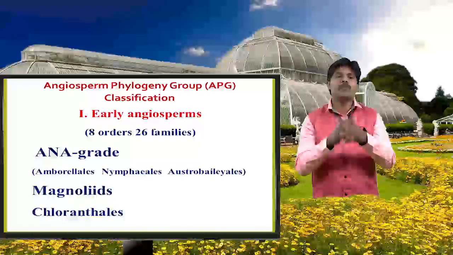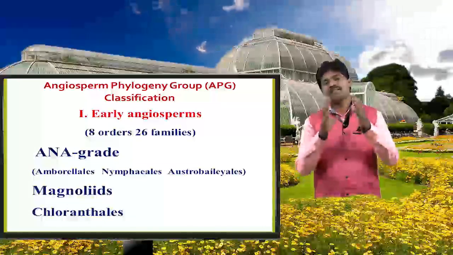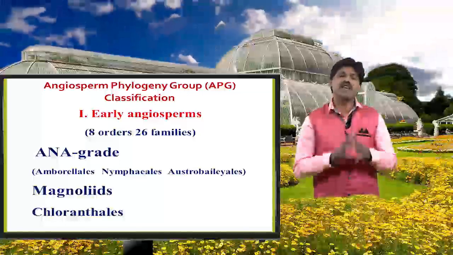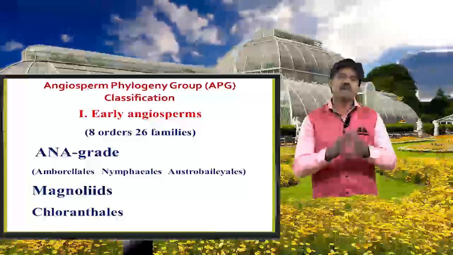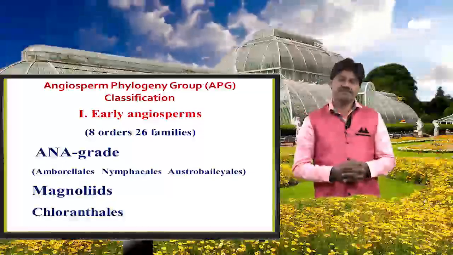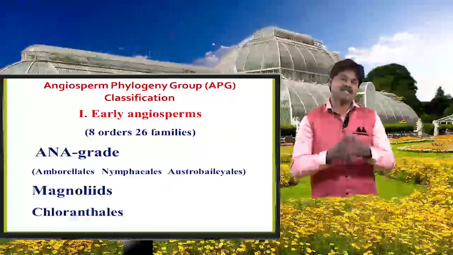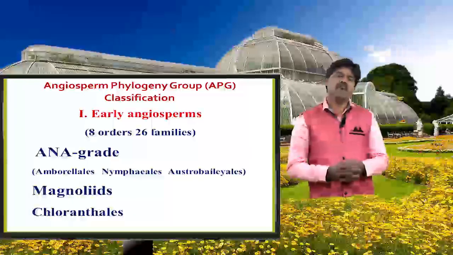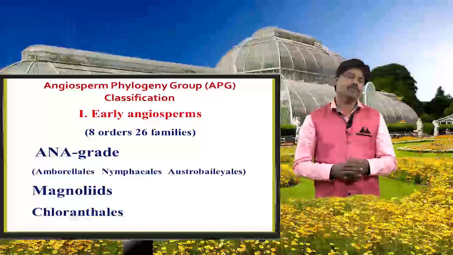Here there are three important clades. So what are these three clades? The first one is the ANA grade. So what is ANA? ANA is an abbreviated form. A stands for Amborellales, N stands for Nymphaeales, and the other A stands for Austrobaileyales. It is one group.